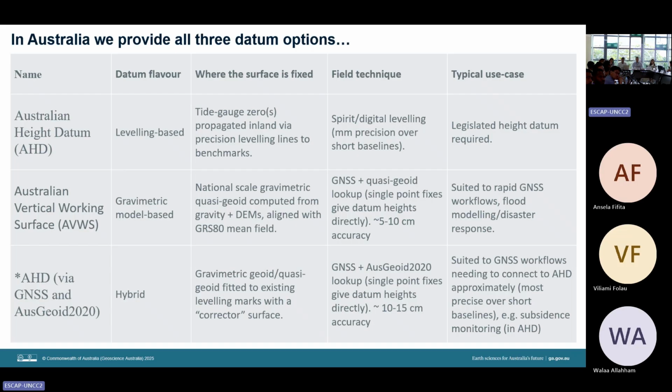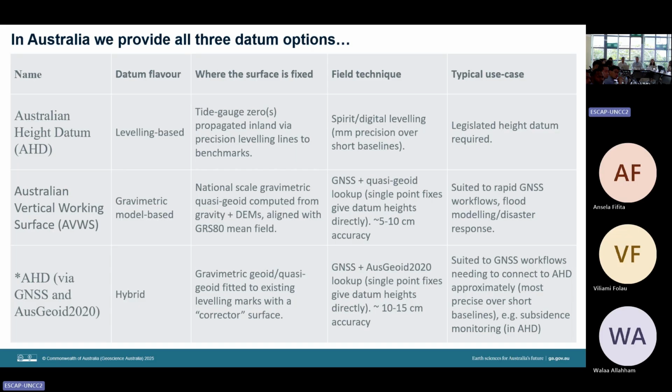And then jumping to the bottom of the table, we have a hybrid AHD with AusGeoid 2020, when GNSS data are used for rapid heighting, but we also need to tie back to that historic datum. So albeit with less precision than just using leveling data. This is perhaps more applicable to subsidence monitoring with local high water levels referenced to AHD specifically.